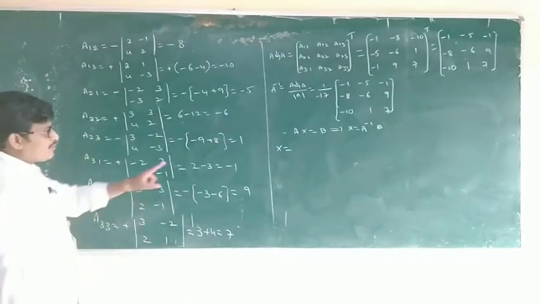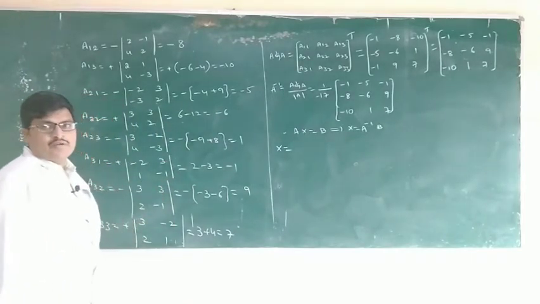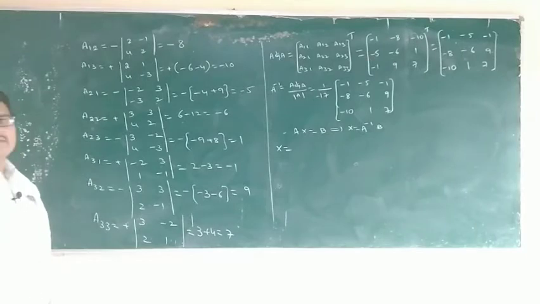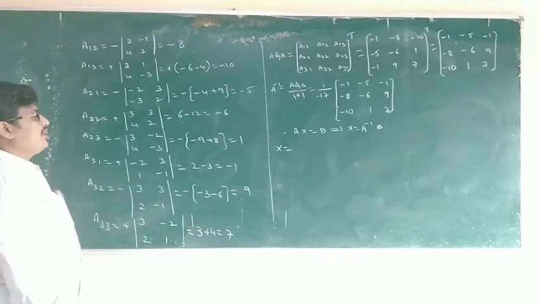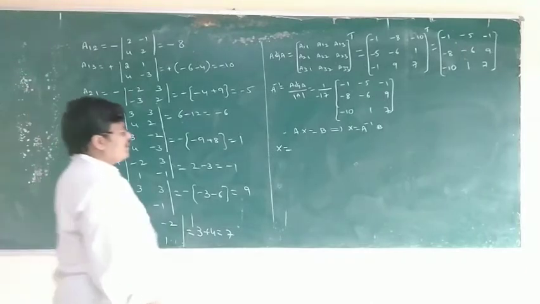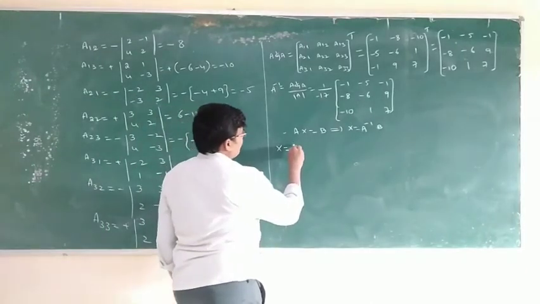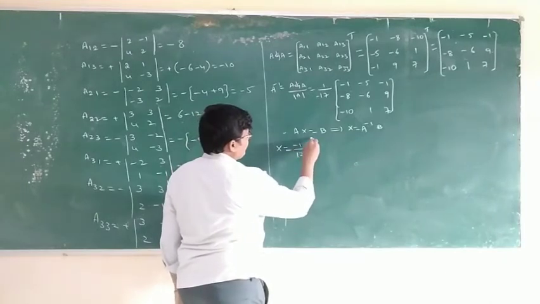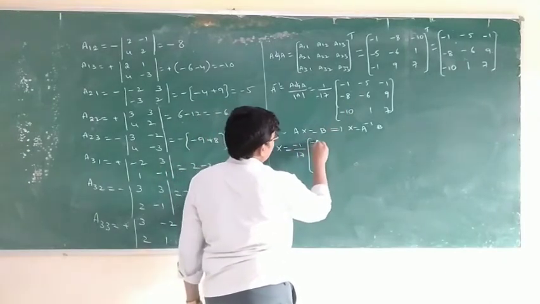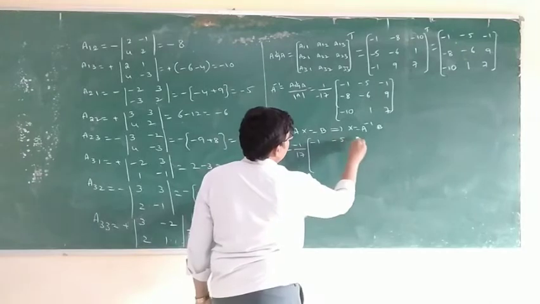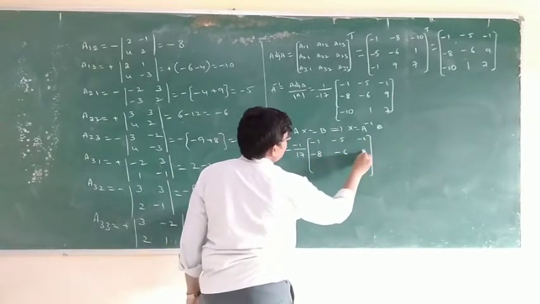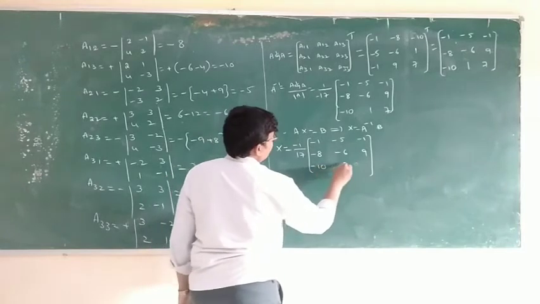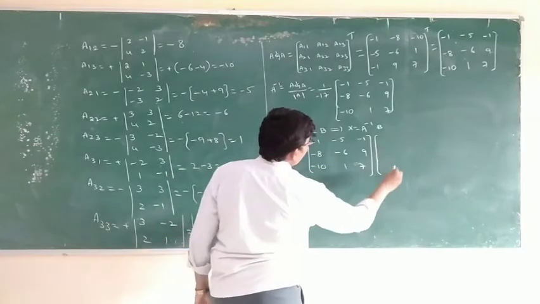X is what? Variable matrix. Solve means what? Solve means find out x, y, z values. So, X is equal to A inverse into B. A inverse is equal to minus 1 by 17 into this A inverse: minus 1, minus 5, minus 1, minus 8, minus 6, 9, minus 10, 1, 7, into B.